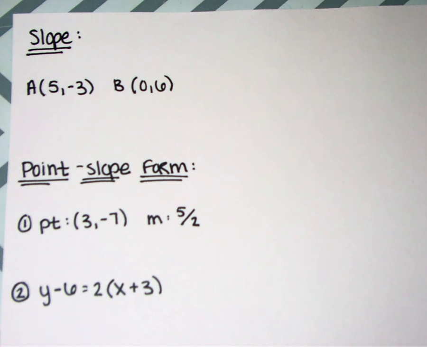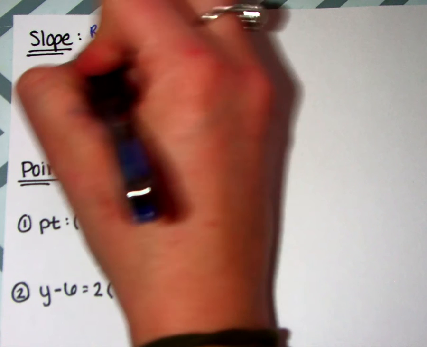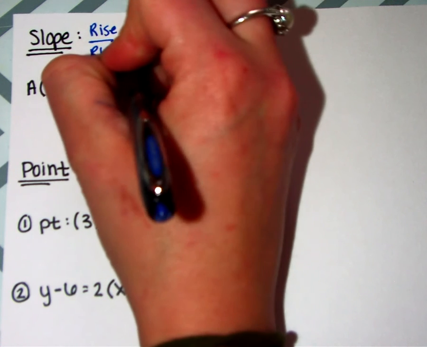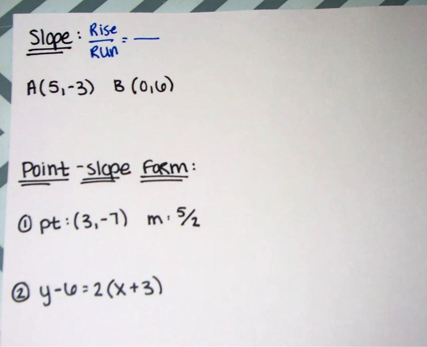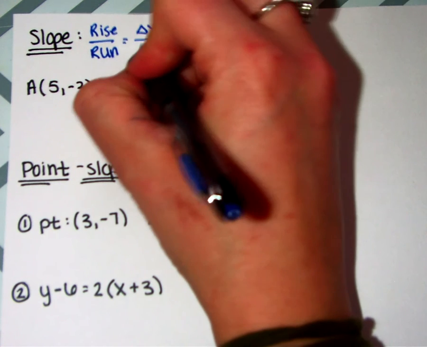This video lesson talks about how to use the slope equation and how to use point-slope form. So let's go ahead and talk about what slope is. Slope is referred to as the rise over run. And those are very elementary terms, rise over run. What that means at a high school level is change in y over change in x.